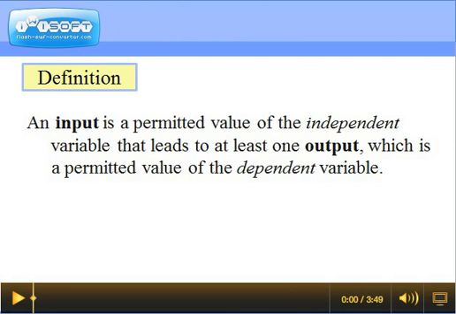So an input is a permitted value of the independent variable that leads to at least one output, which is a permitted value of the dependent variable. For a value to be permitted, it must make physical sense and be defined. For instance, in example 2, the value -50 is not a permitted value of the variable a, because it does not make sense for the balloon's altitude to be -50 feet. Later in the course, we will discuss values that are not permitted for mathematical reasons.